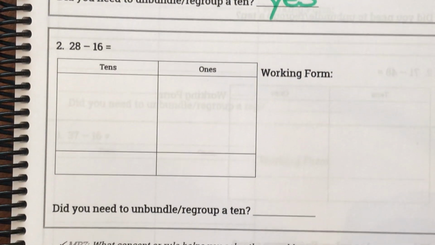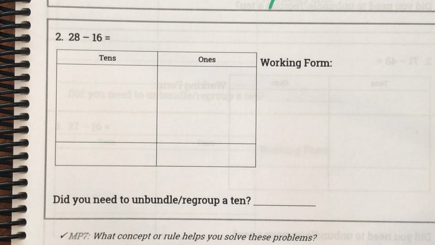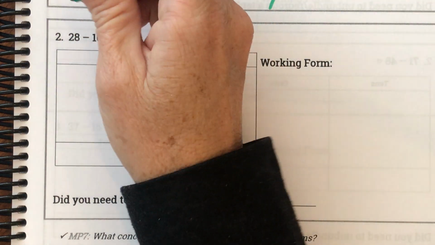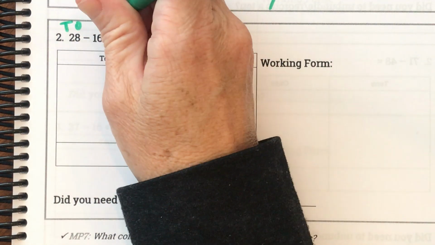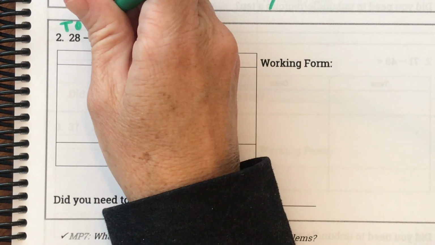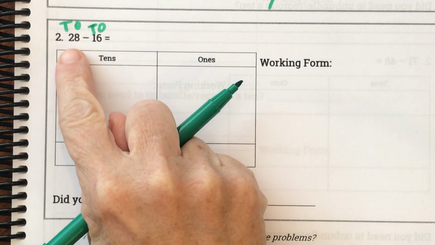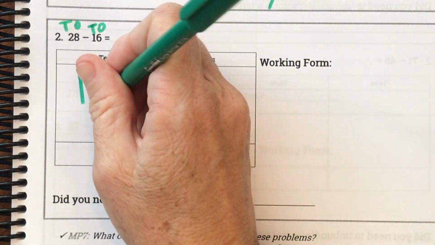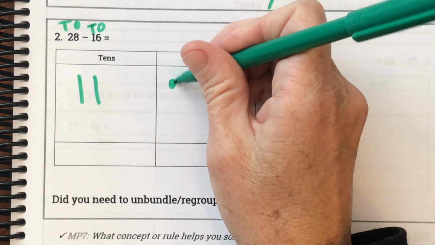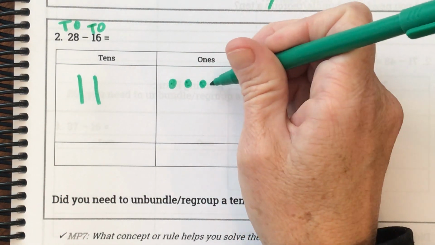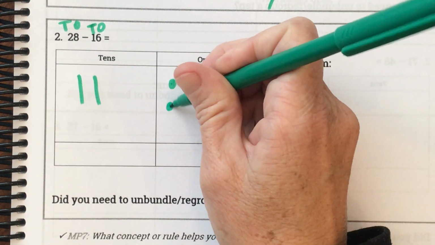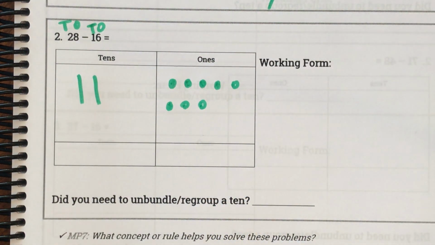Okay, let's look at another one, boys and girls. Okay, this time our equation says 28 subtract 16. Okay, so let's put our place values. We could just put them on both if you'd like right now. Okay, so our minuend is 28. So we have 2 10s, 1, 2, and we have 8 1s. 1, 2, 3, 4, 5, 6, 7, 8.